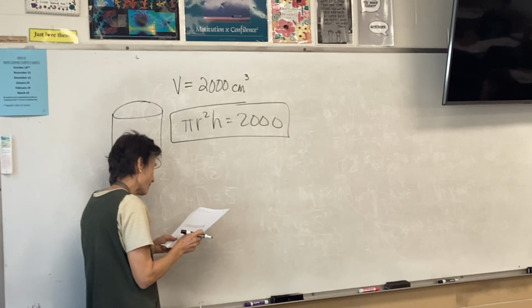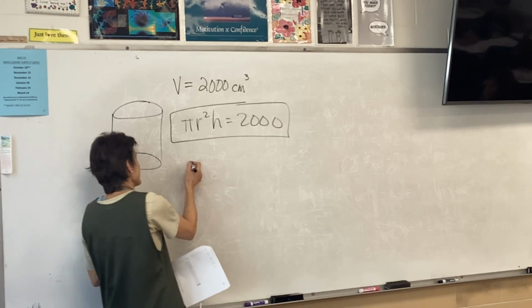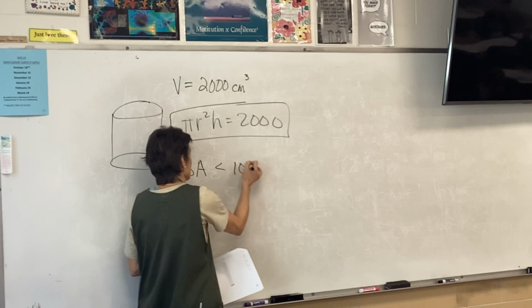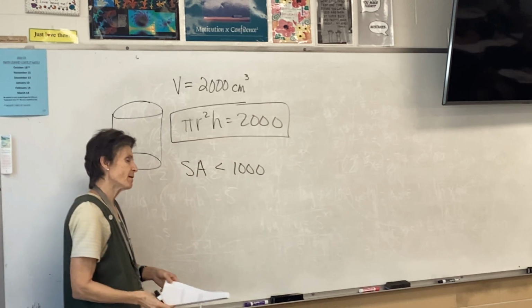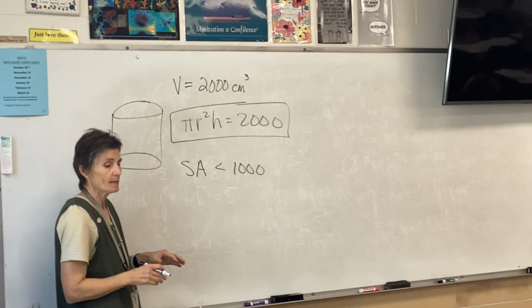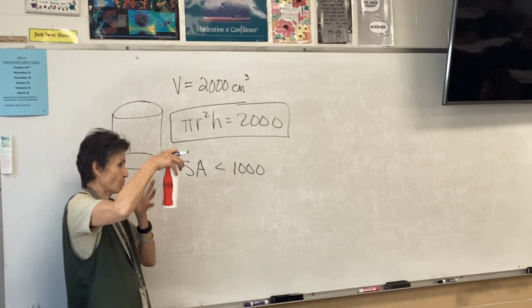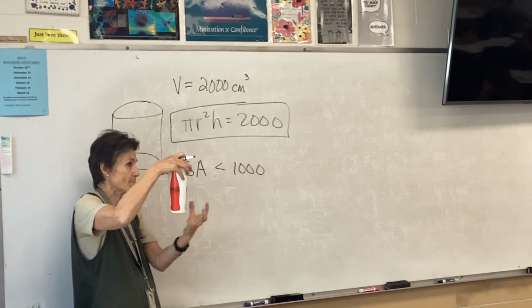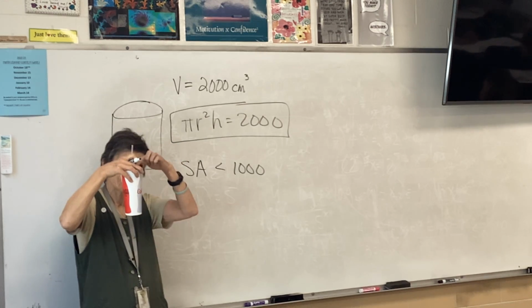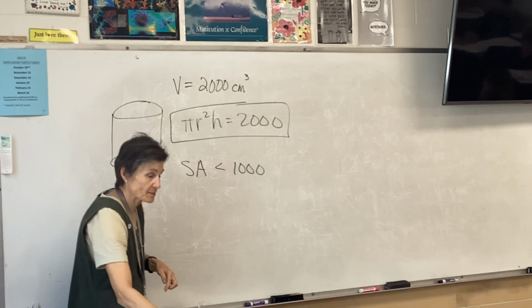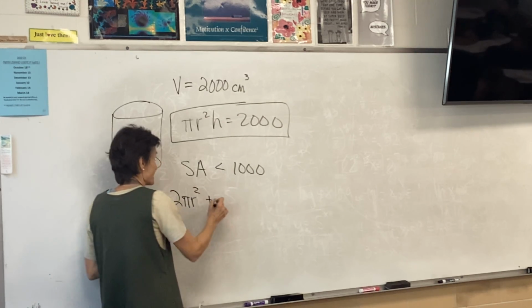The cans have a surface area that is less than 1,000 square centimeters. Well, how do I find the surface area of a can? Now, the surface area of the can means all the surface, so all the paper required to make this. So you've got on the bottom a circle and on the top a circle, right? So that's 2 pi r squared. That's the top and the bottom.